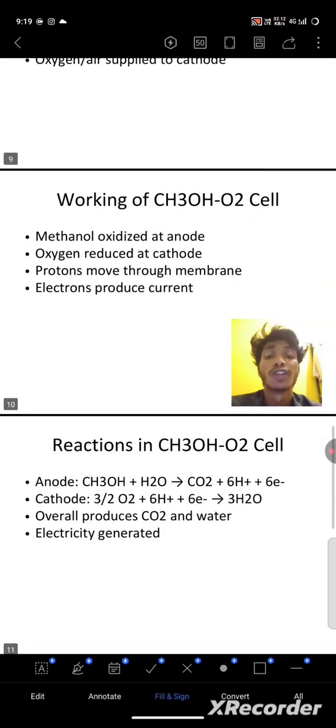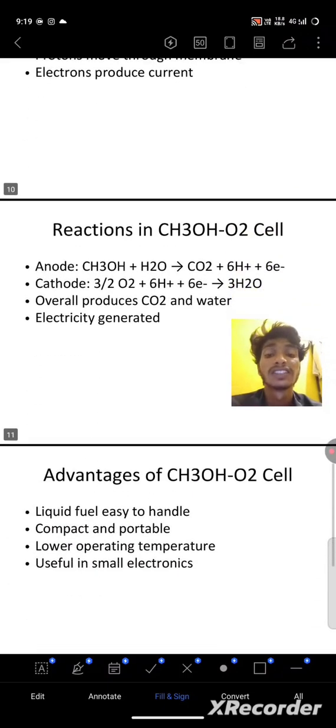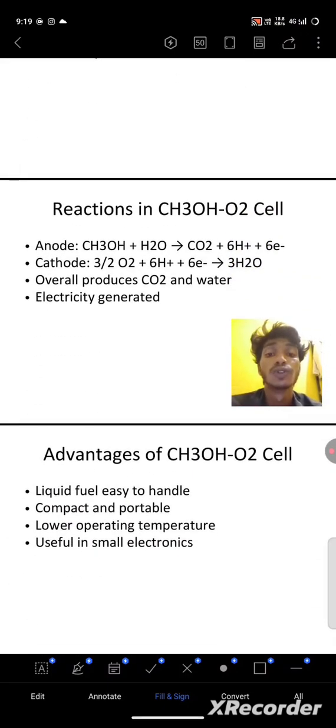Working of the CH3OH-O2 cell. Methanol is oxidized at the anode. Oxygen is reduced at the cathode. Protons move through the membrane. Electrons produce current. Reactions in the CH3OH-O2 cell.